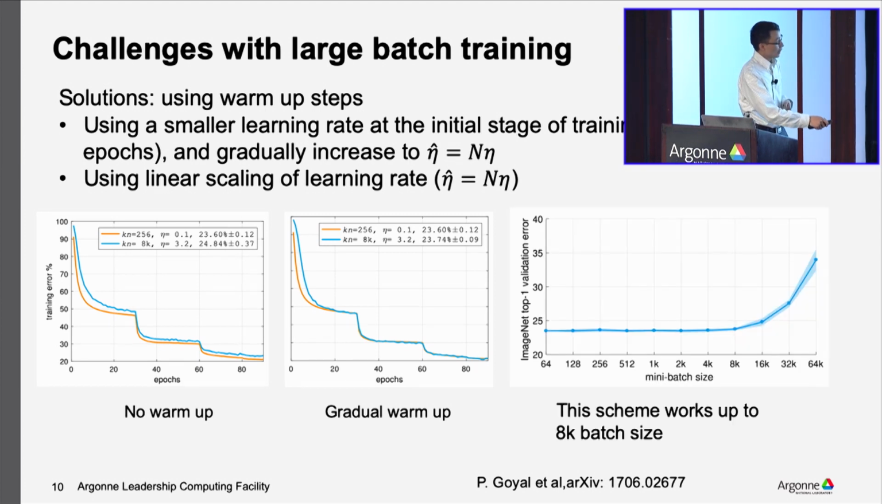And they studied all the way up to 8,000 batch size. So using the warm-up step, they can still reach the same accuracy. But if you further increase, like go beyond 8,000 batch size, then even the warm-up step doesn't help anymore. So we need to think about other ways to make sure that large batch size can still reach the same accuracy as the small batch size training.